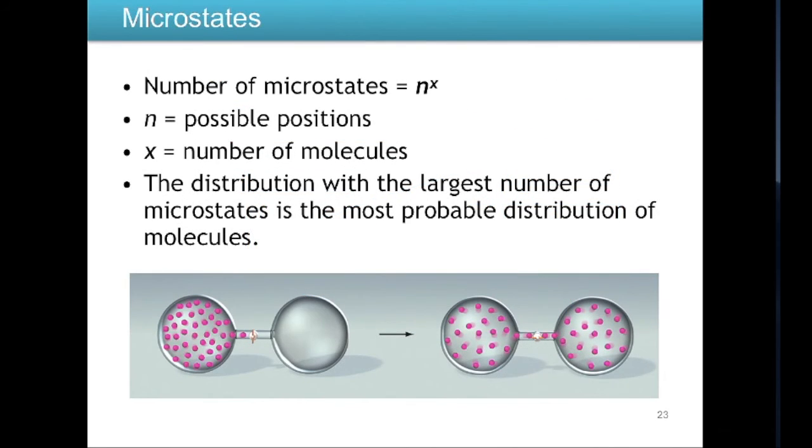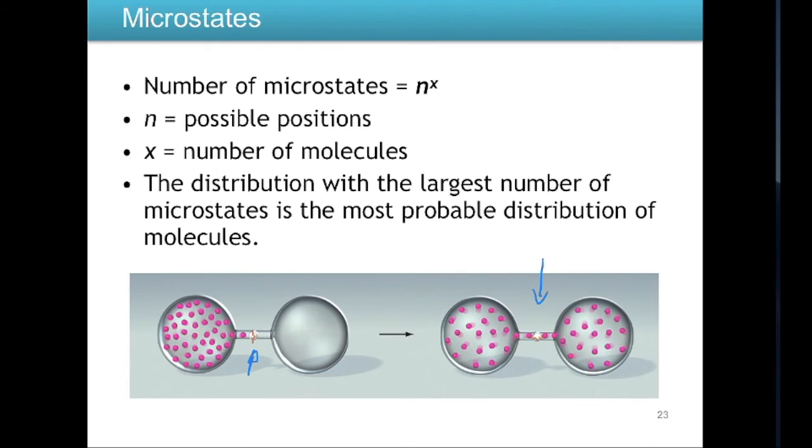So when we're talking about microstates, we're talking about the distribution of different orientations of the molecules in a given space. So the number of microstates is given by n to the power of x, where n is the possible positions, x is the number of molecules, and the distribution with the largest number of microstates is the most probable distribution of molecules. So when we open up this valve, the most probable distribution of molecules is going to be what's shown over here. It's very improbable that the molecules will all be on one side of that particular vessel.